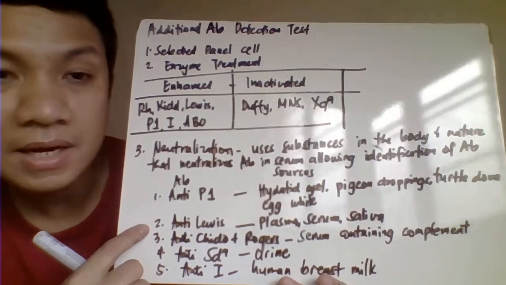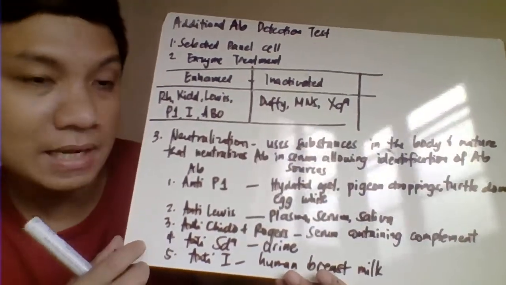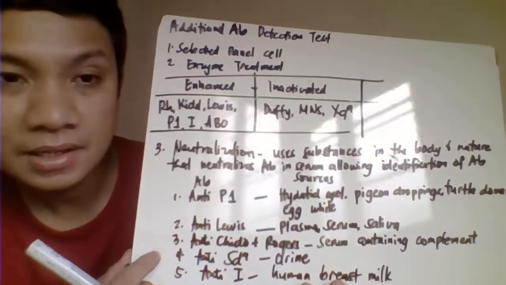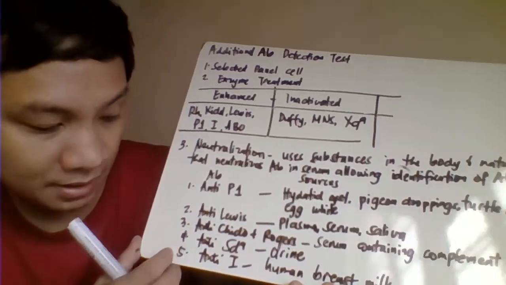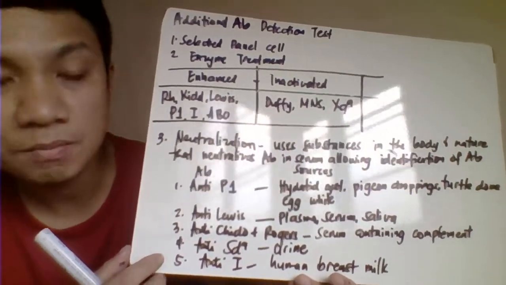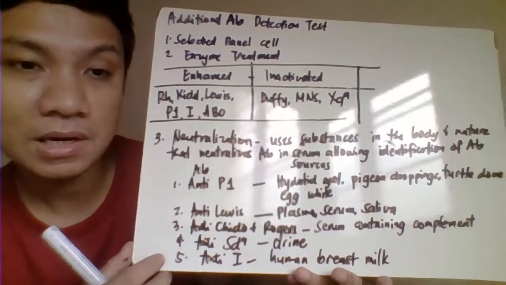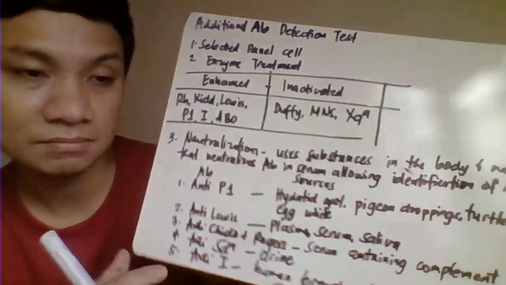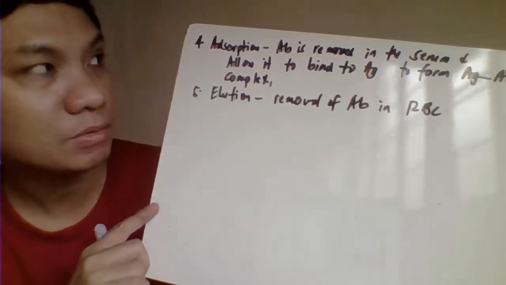Your anti-Lewis, on the other hand, is also neutralized by your plasma, serum, or even your saliva. Anti-Cheater Rogers could be neutralized also here by the serum containing your complement. And we have anti-SDA could be neutralized by addition of our urine. And anti-I could be neutralized here by human breast milk. So aside from that one, you could also perform adsorption and elution.